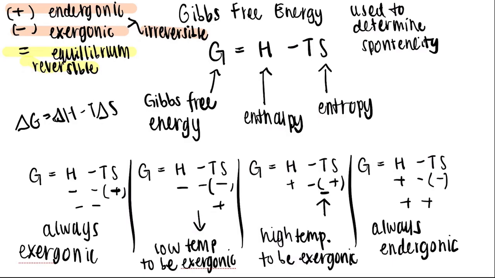Okay, so today let's talk about Gibbs free energy. Gibbs free energy is something that scientists use to determine spontaneity. So the formula is G equals H minus TS, or you can remember it by AGATAS: ΔG equals ΔH minus TΔS. Mom went to college.